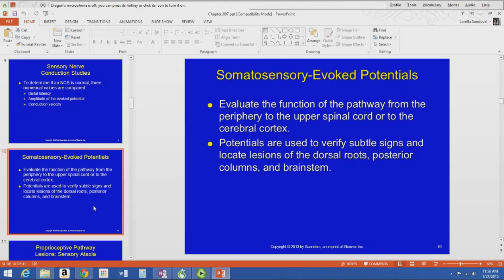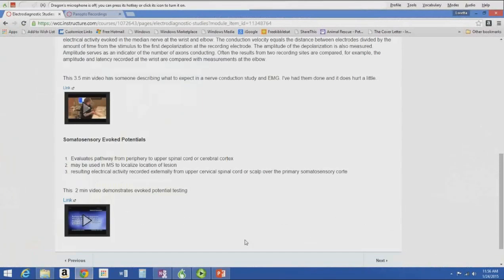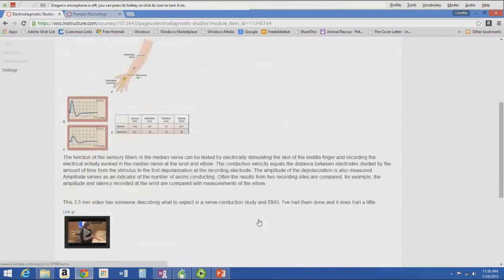So the Somatosensory Evoked Potential is the only one that evaluates the central nervous system part of it. The sensory nerve conduction evaluates the peripheral nervous system only. So that's what I want you to take away from that: Somatosensory Evoked Potentials is testing the CNS and the pathways and helping to locate the level of the lesion. The sensory nerve conduction studies are evaluating the peripheral nervous system, and that to some extent does help locate the lesion as well, whether it's at the carpal tunnel or the elbow or the shoulder or the neck. So it kind of helps you out.